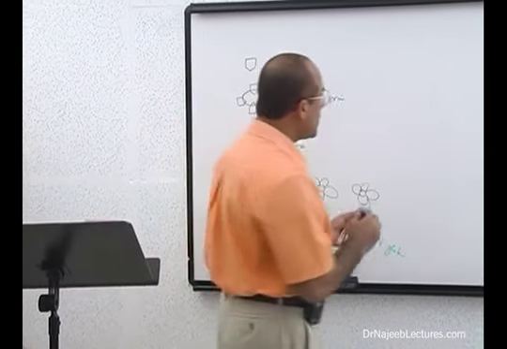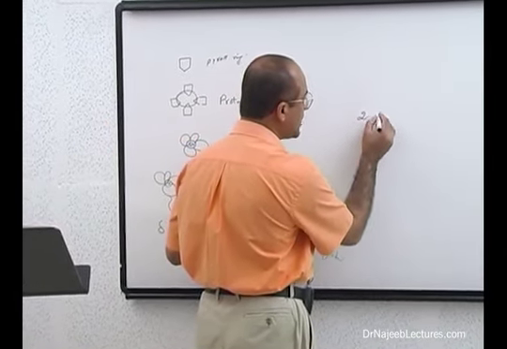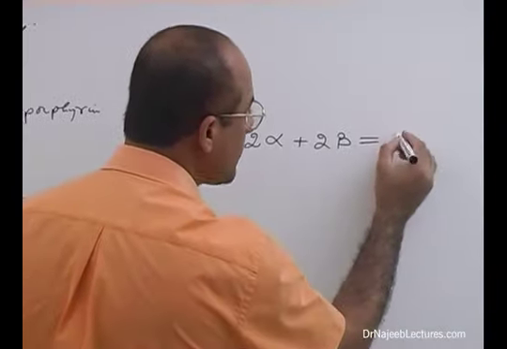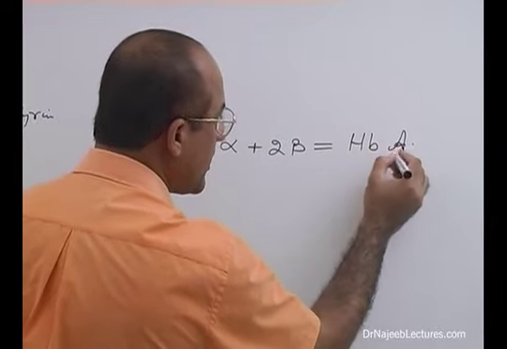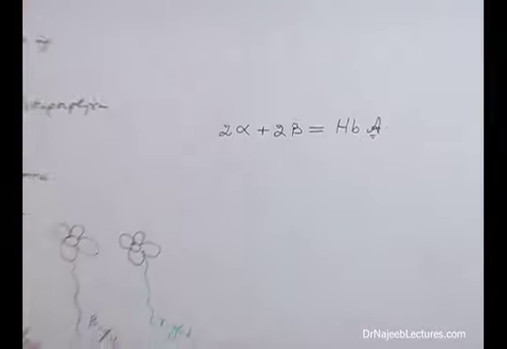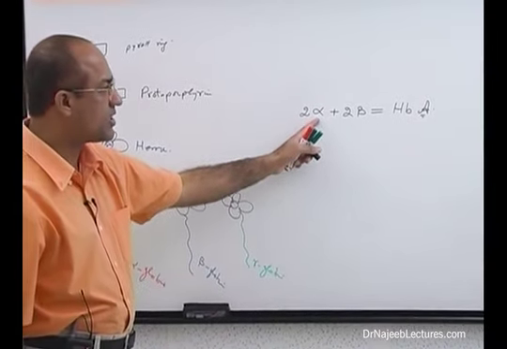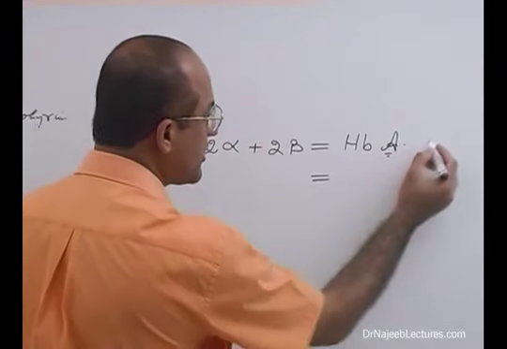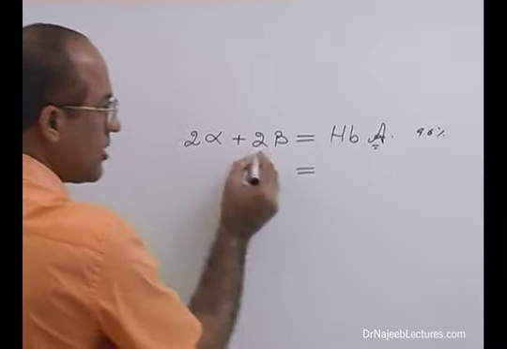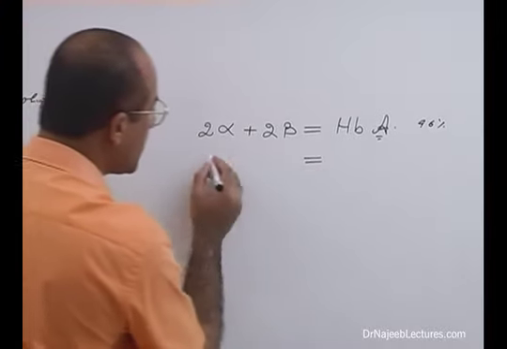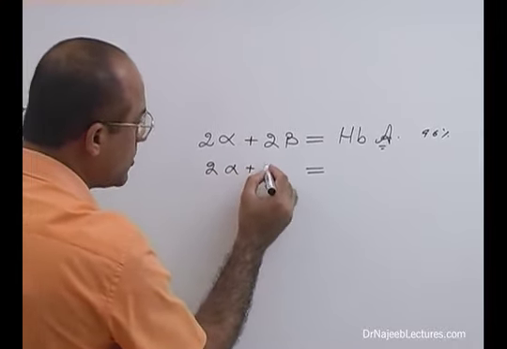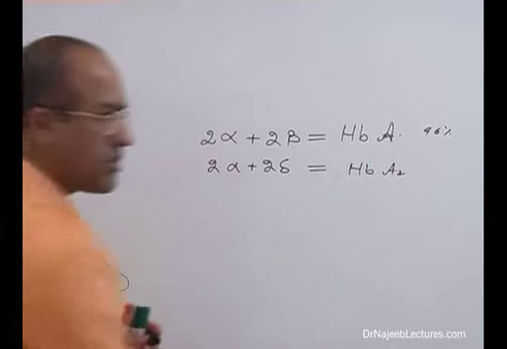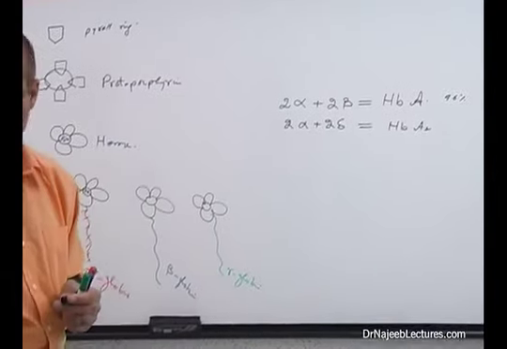Now, if there are 2 monomers with alpha chains plus 2 monomers with beta chains, then this hemoglobin is called hemoglobin A. A for adult, because in adults most of the hemoglobin has 2 alpha chains and 2 beta chains. Then in adults another variety is found. 96% of the hemoglobin is of this configuration. About 2 to 3% hemoglobin is 2 alpha chains plus 2 delta chains. That is called hemoglobin A2.